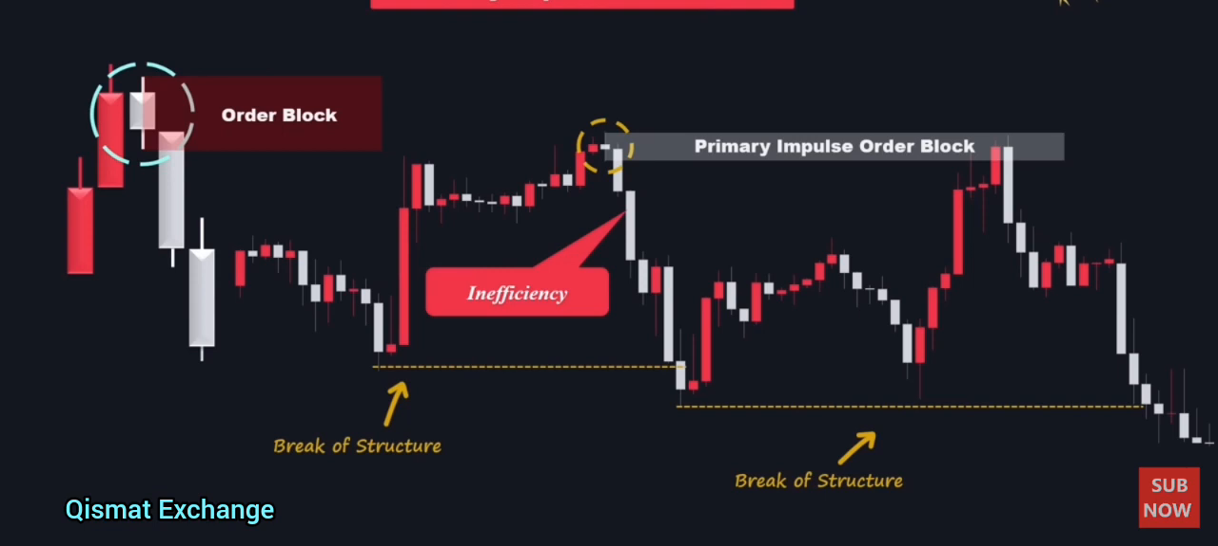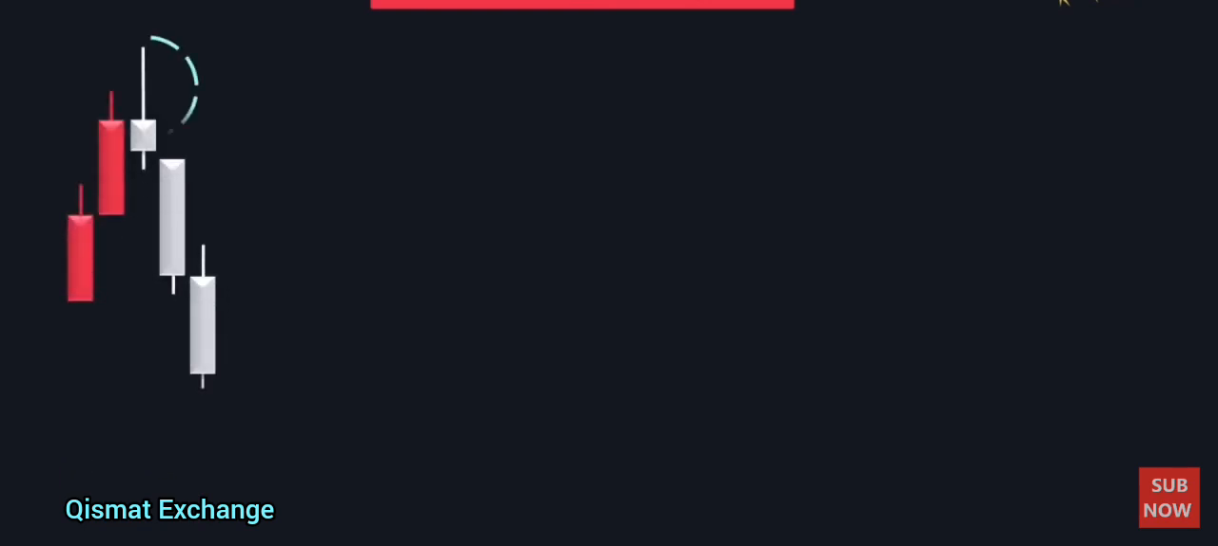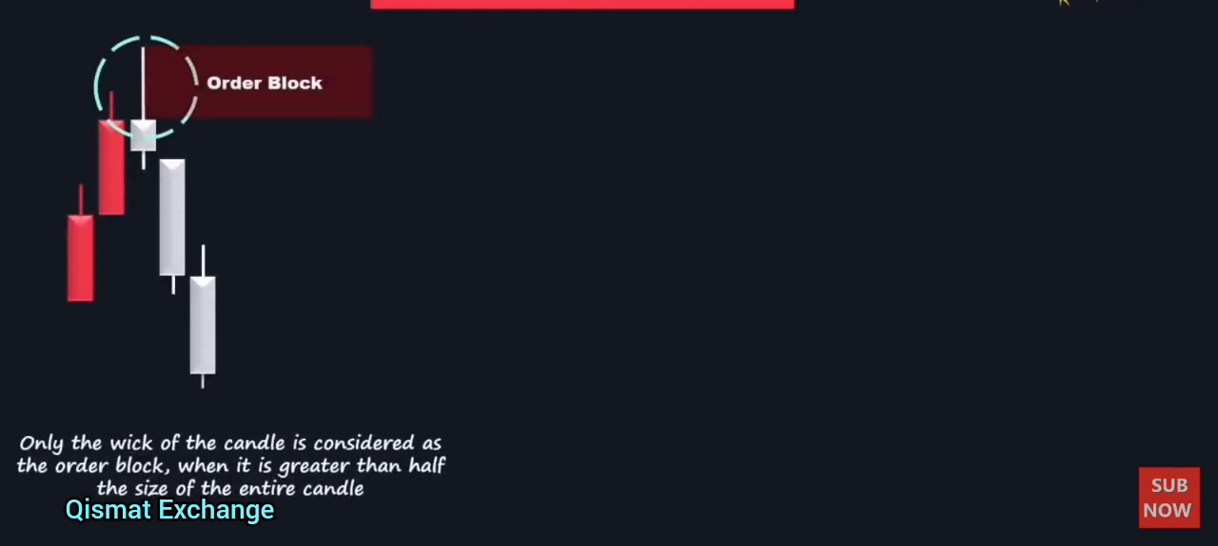trading opportunity. The third type is wick-based order block. In the bearish scenario, a wick-based order block occurs when the shadow or wick of the last buying candle or the first weak bullish candle is greater than half the size of the entire candle. In this pattern, only the wick of the candle is considered as the order block, disregarding the candle's body. This manner provides an optimized and smaller zone compared to considering the entire candle size as our area of interest.